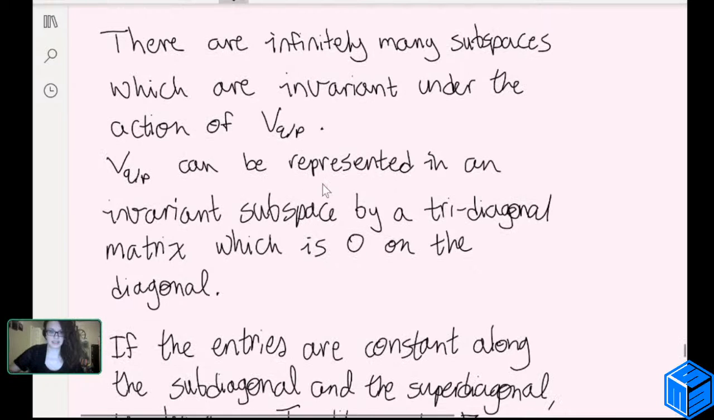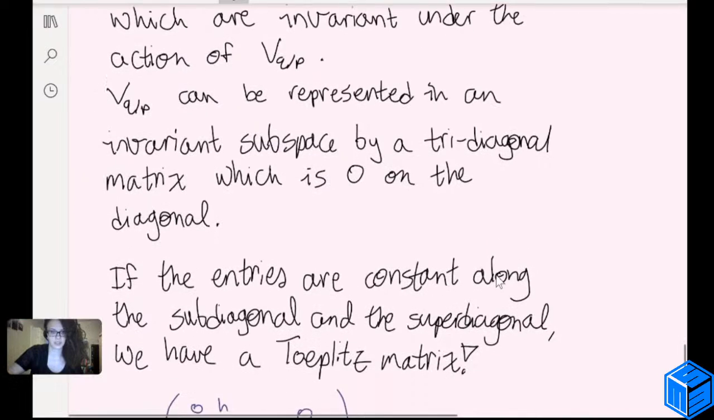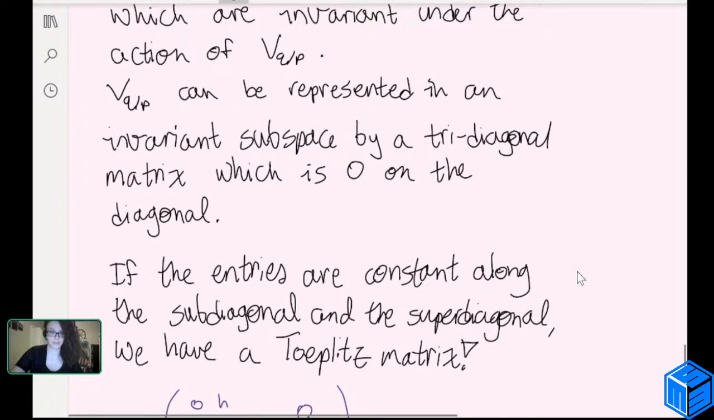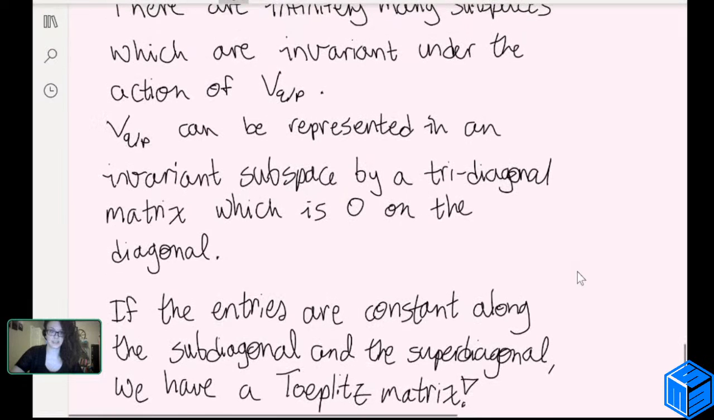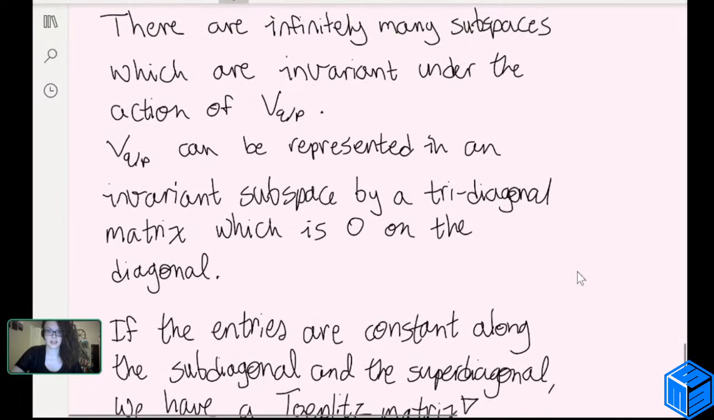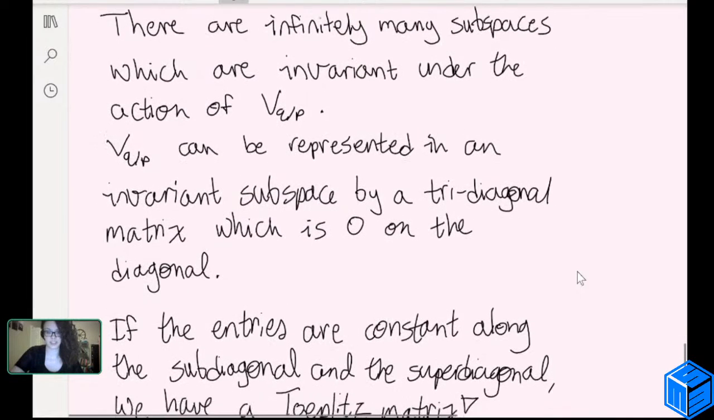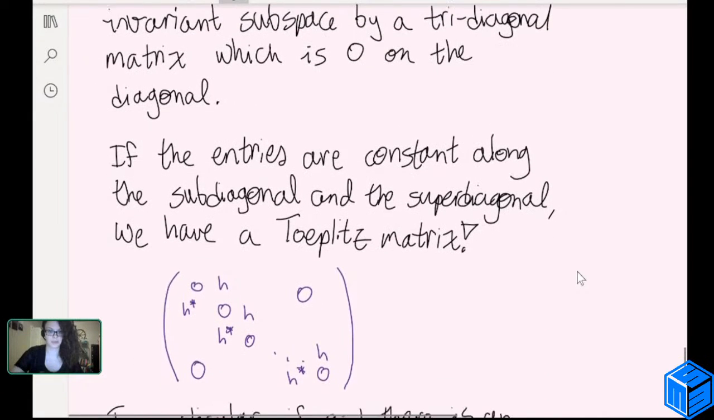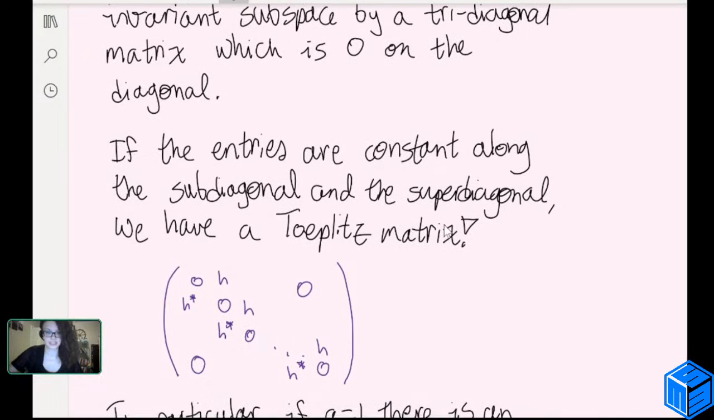And the diagonal itself is actually 0. So in the case where the entries are constant along the subdiagonal and constant along the superdiagonal, we have a Toeplitz matrix, right? So these invariant subspaces are, generally speaking, finite dimensional. And so we would have a Toeplitz matrix that represents our operator in this invariant subspace.